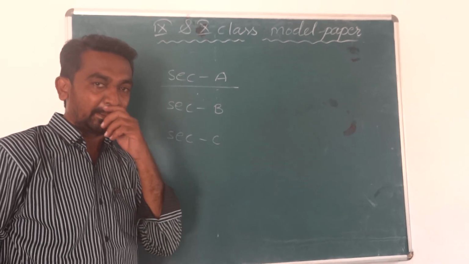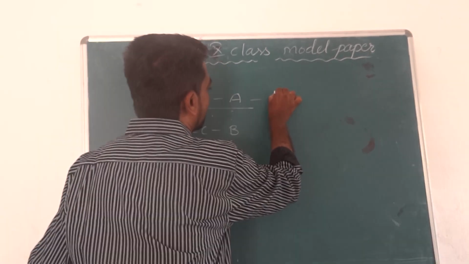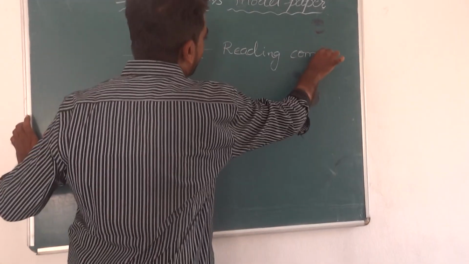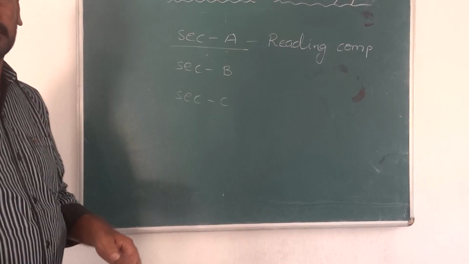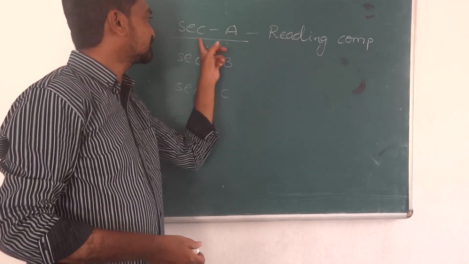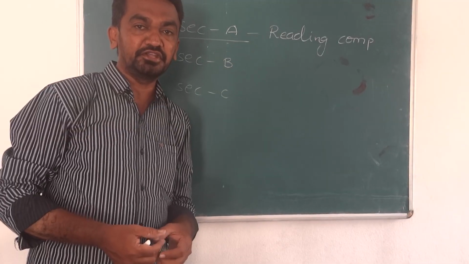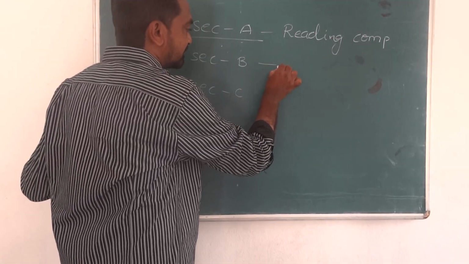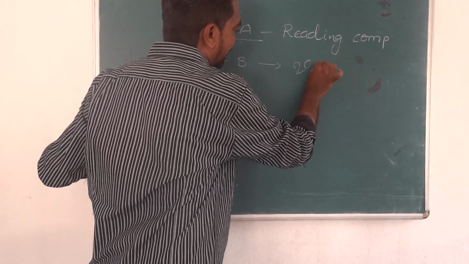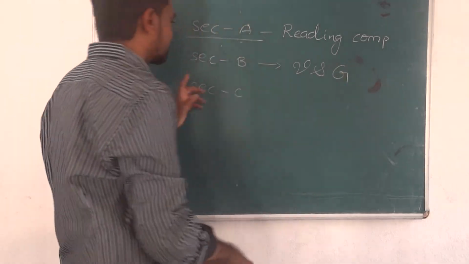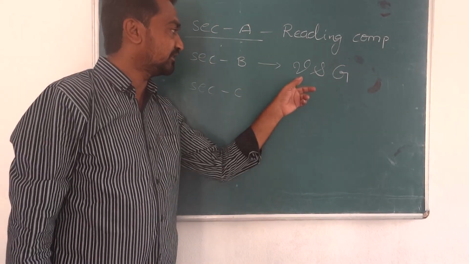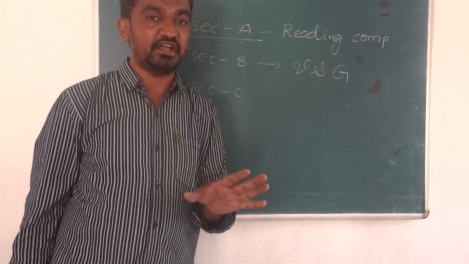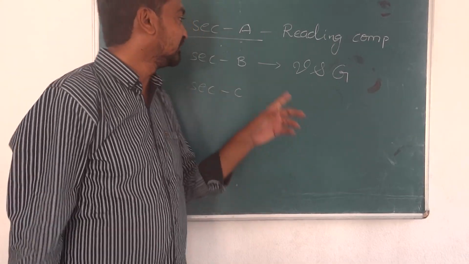Section A is called reading comprehension passages or reading passages. Section B has the name vocabulary and grammar. In this section, you can notice the questions from vocabulary and grammar. Other than that, you cannot see any questions in this section.